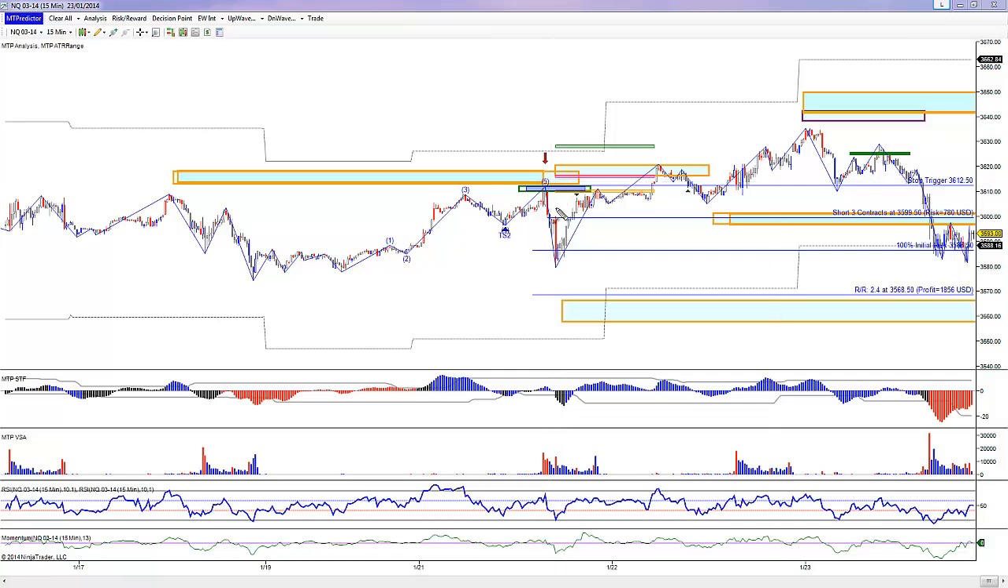You can see I have my entry just below this red bar, my stop above the red bar, and my target for a 2.4R is just in this region here.